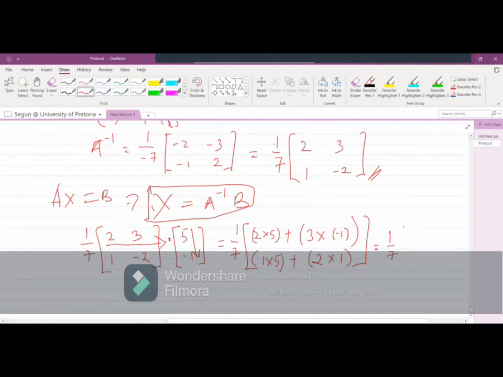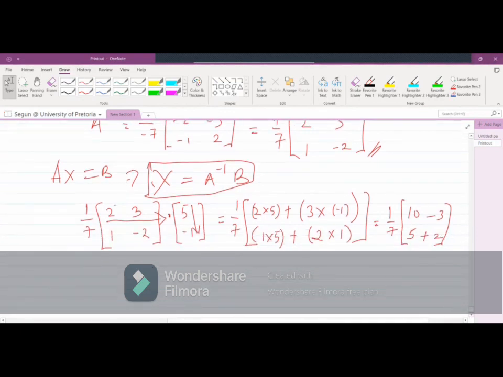You have 1 all over 7 in brackets. You have 10 minus 3. And here you have 5 plus 2. Am I communicating now? Yes, sir. That's over 7. So you have 1 all over 7 of a matrix of 7 over 7. If I multiply by 1 over 7, what do I have? We have 7 divided by 7 and 7 divided by 7. At the end of the day, what do I have?